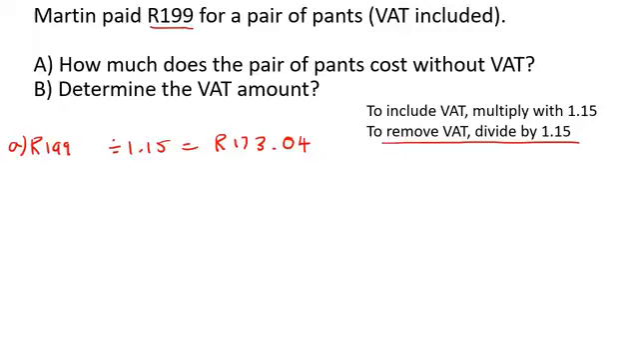Okay, now question B says determine the VAT amount. Okay, so the original price was 199, and the price without the VAT is that. So you can just minus those two. So you can say 199 minus 173.04, and that'll be 25.96.